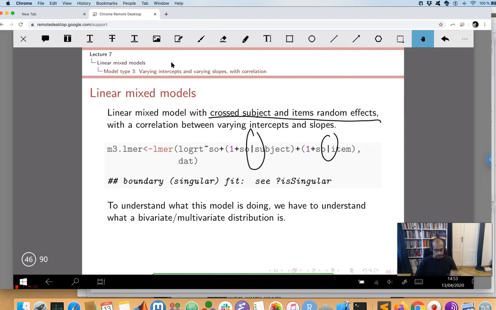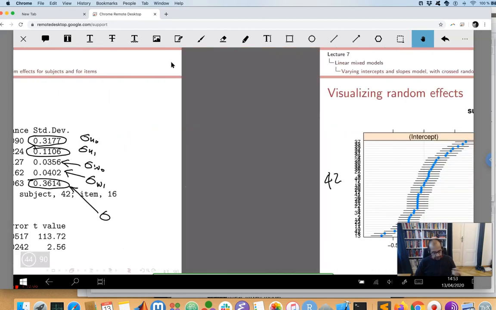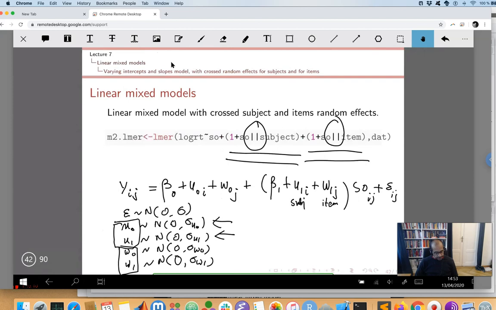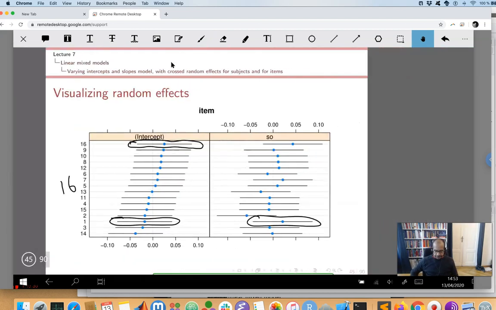Okay, so let's see what's going on here now. All I've done is change the double vertical bars to one vertical bar, and just to give you a little preview, this asks the model to assume that there's a correlation between U0 and U1, the intercept and slope adjustments by subject, and a correlation between W0 and W1, the intercept and slope adjustments by item.